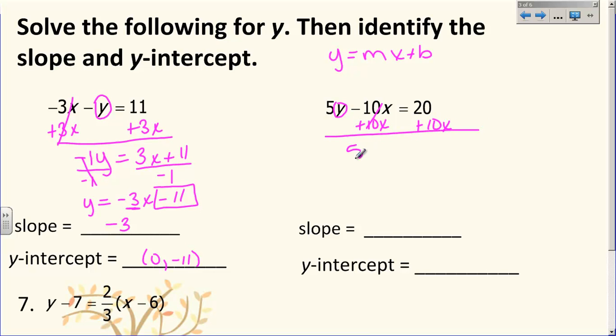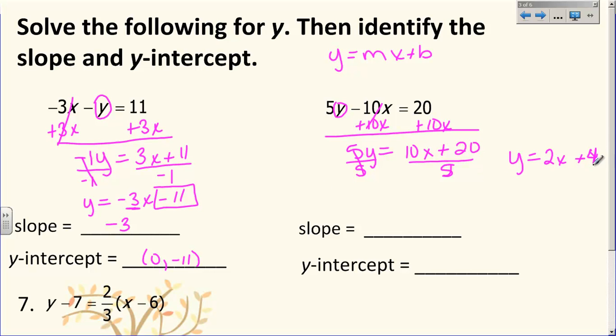And so I have 5y equals, and again I'm going to put the x term first, so I have 10x plus 20. And now I have to divide by 5 everything over here so that the y is all by itself. So I end up with y equals, well, 10 divided by 5 is 2, so that's 2x, and 20 divided by 5 is 4, so it becomes 2x plus 4.